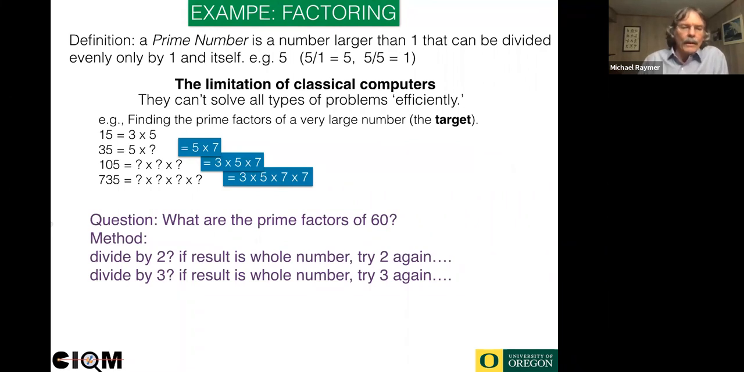Now I divide by 3, oh that works, 30 divided by 3 is 10. Now I have 10, now I try to divide that by 4. Nope, doesn't work. I divide it by 5, oh yeah, that works, I get 2 times 5. So now I have all the prime factors. See, but you have to do it sequentially and you have to search through all the possibilities. It's very slow and tedious.